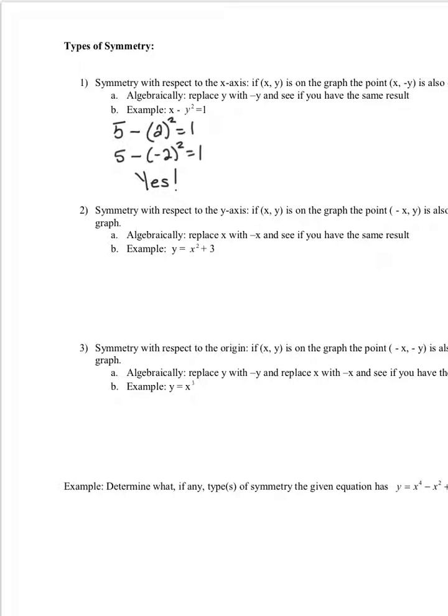If we put 2 in for y and 5 in for x, we get 5 minus 2 squared equals 1, which is a true statement. If we substitute a negative 2 in for y, we still get 5 minus, even though this is a negative 2, when we square a negative 2, we still get positive 4. So 5 minus 4 equals 1. So yes, this particular graph has points that are symmetrical with respect to the x-axis.